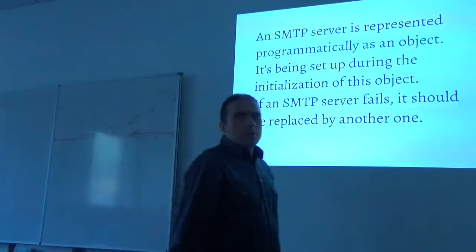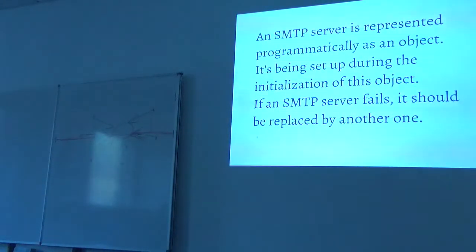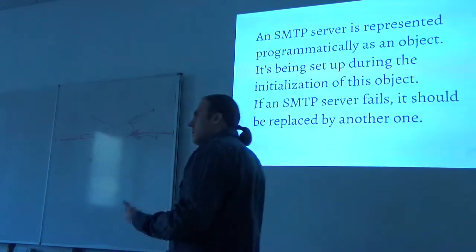Again, this is an application-oriented problem, so not a generic one. Let's imagine we have an SMTP server represented programmatically as an object. It's being set up during the initialization of this object, so when we create it. And if an SMTP server fails, it should be replaced by another one. Not physically, but programmatically.